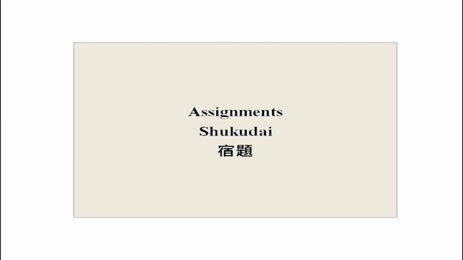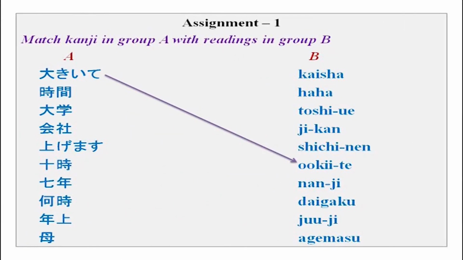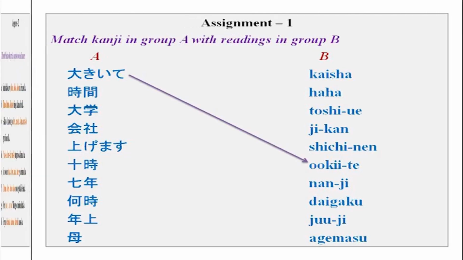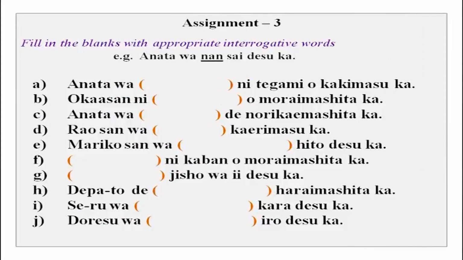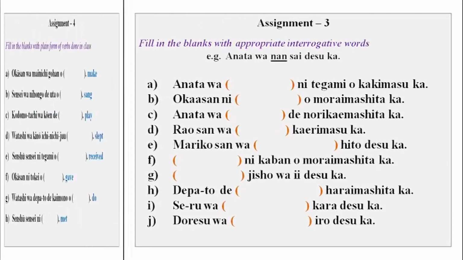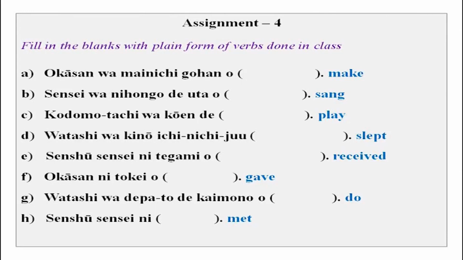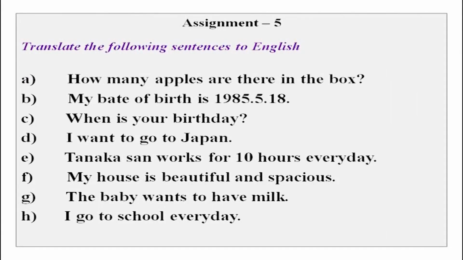Well, now my work finishes as always, and you have your assignments, your shukudai, which you need to do. As we do, you have to match group A with group B, then tick the correct option over here, fill in the blanks with proper interrogative words. You have to use verbs over here. Clues are given, the words are given in English, use those in Japanese. Make Japanese sentences. From here, translate these into Japanese.